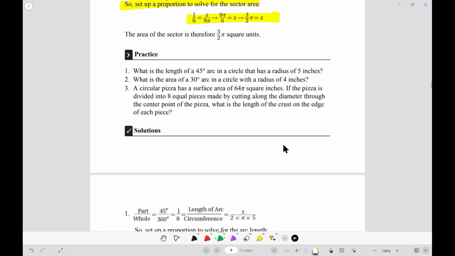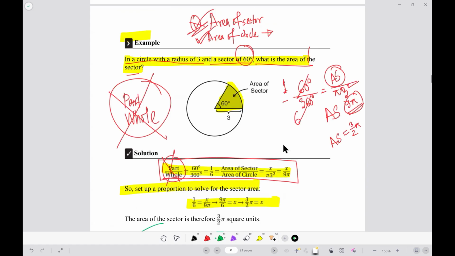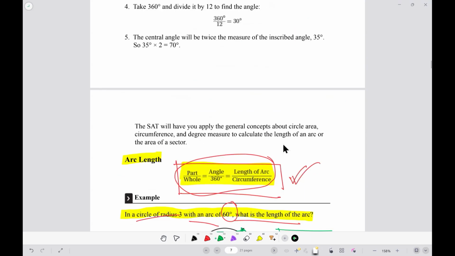So what is the length? We have some practice problems here. What is the length of a 45-degree arc in a circle that has a radius of 5 inches? We have this formula. You just need to apply this formula.